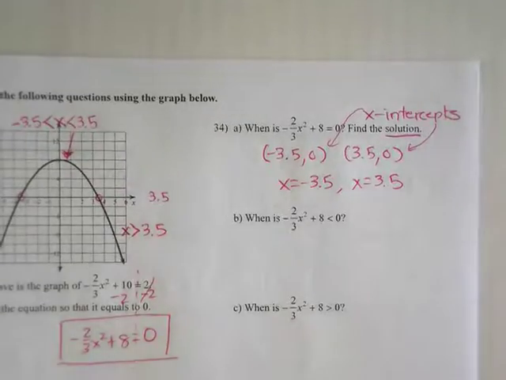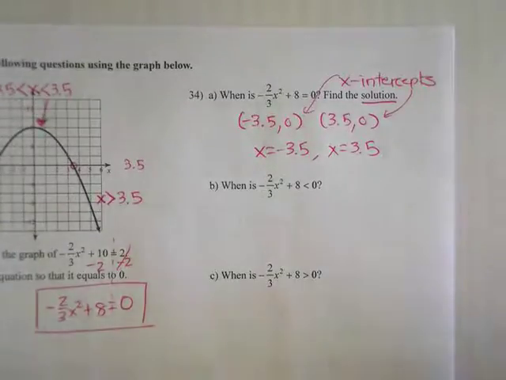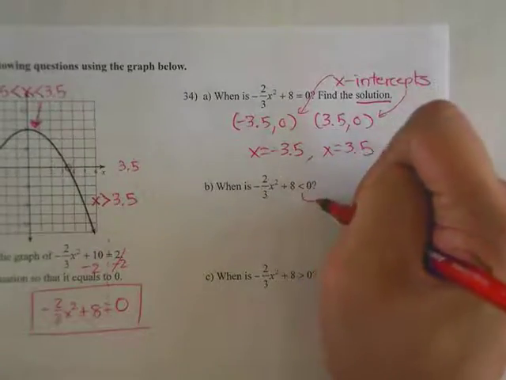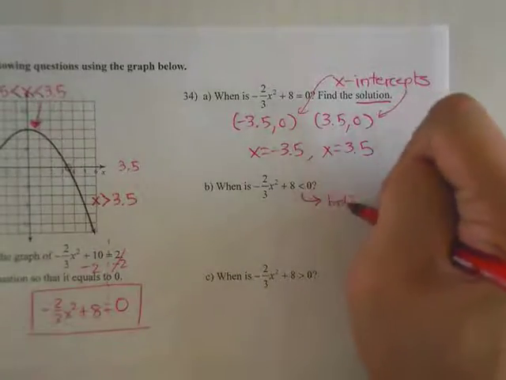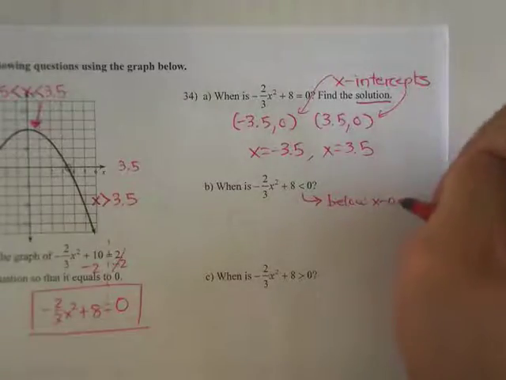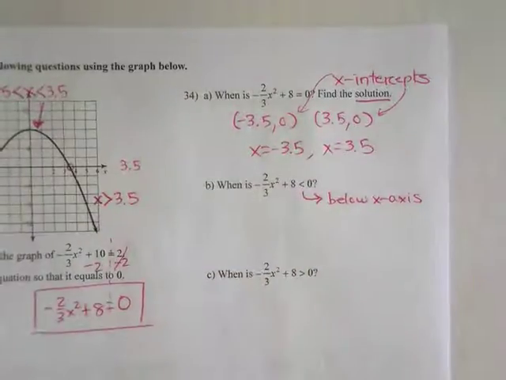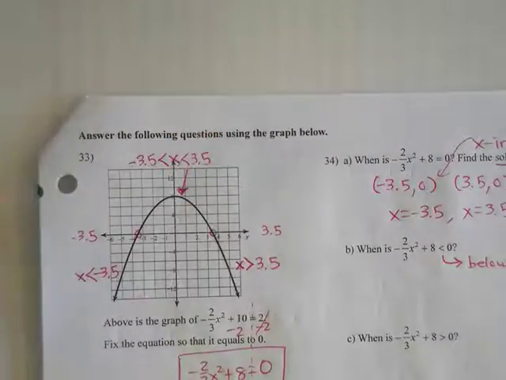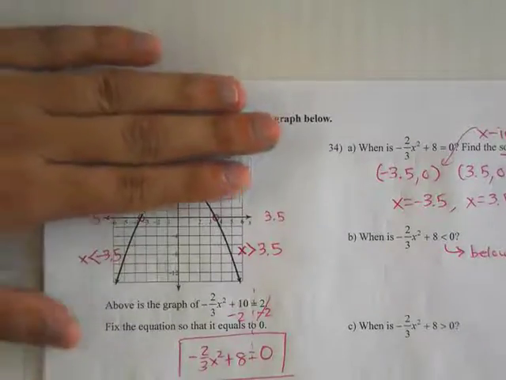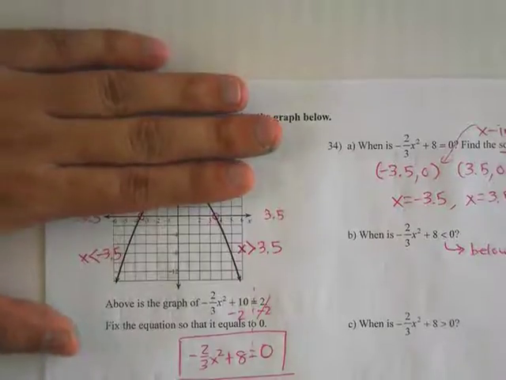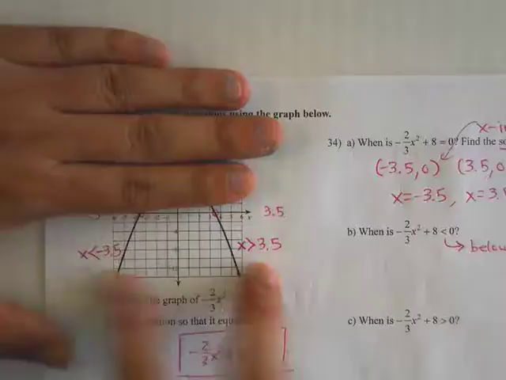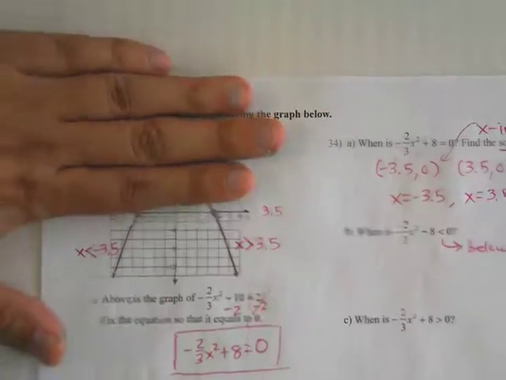Now this is where the labels will come into play. When is this equation less than 0? If you see less than 0, you look below the x-axis. This is the reason why I covered some things up. We're going to cover the top because we only want things that are below the x-axis. You see those two labels? Those are your two answers.